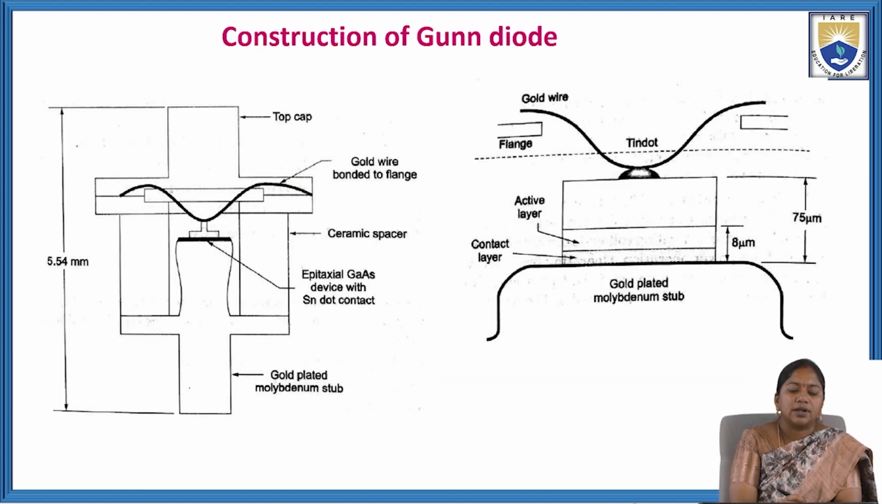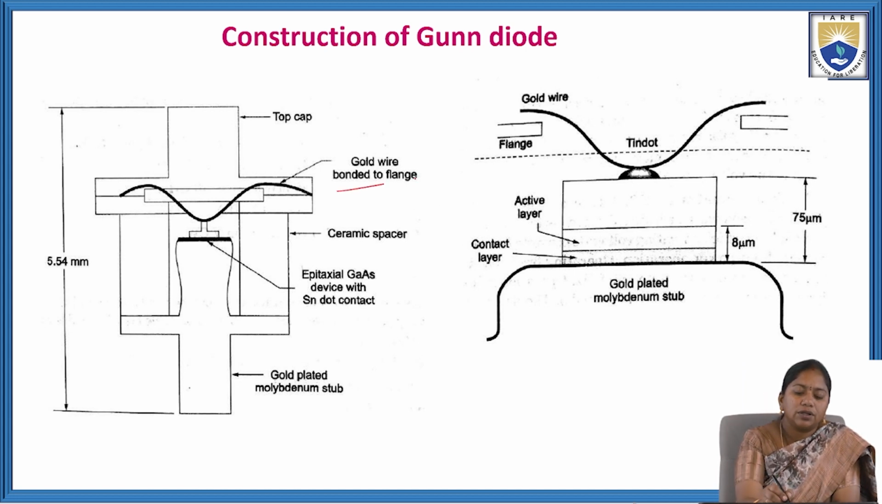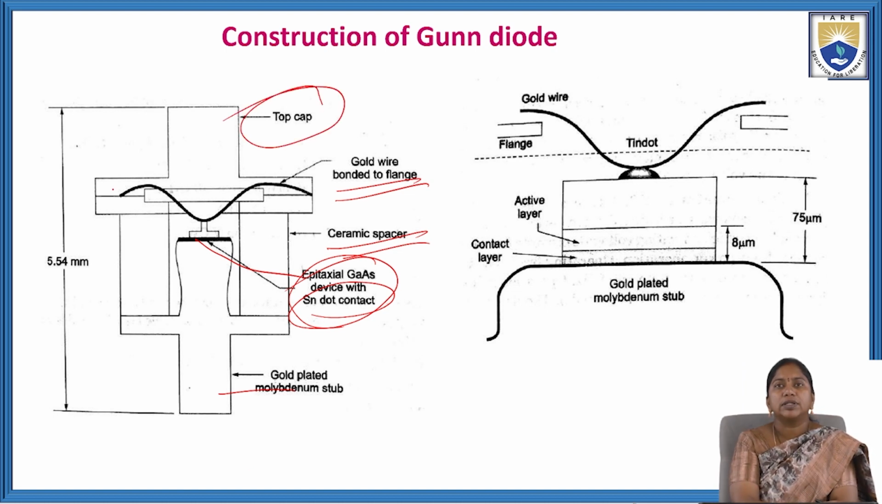This is the construction diagram of the Gunn diode. Here we observe a gold wire bonded to a flange, and this one is the ceramic spacer. This one is the epitaxial gallium arsenide device with tin dot contacts. These are the gold plated molybdenum stubs, and this one is the top cap. This is the construction of the Gunn diode.